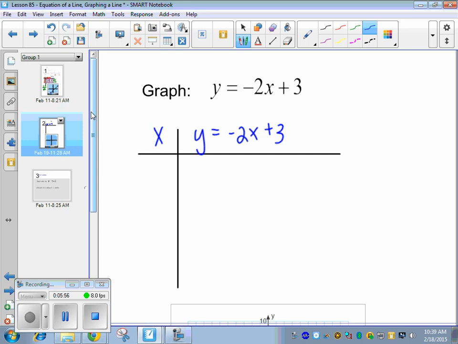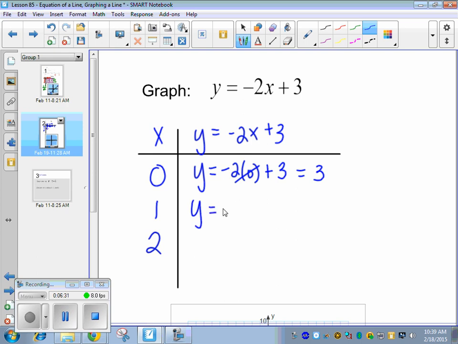What are some really nice numbers that we can plug in? 1, 2, 0. Always 0. 0 is always a good one. I just want to do 0, 1, and 2. So some nice easy numbers. Okay, so we're going to plug those in. So now we've got to show our work. Y equals negative 2. Then show that you substituted in a 0 for x. Okay, what is anything times 0? 0. So then plus 3. We get 3.